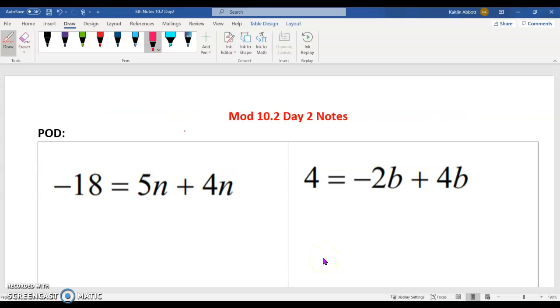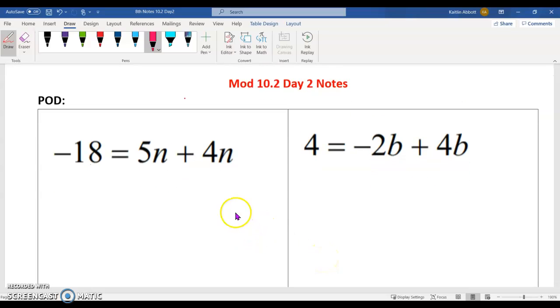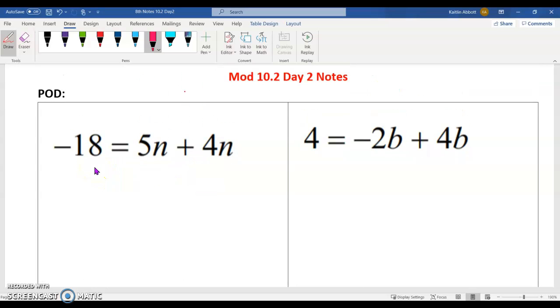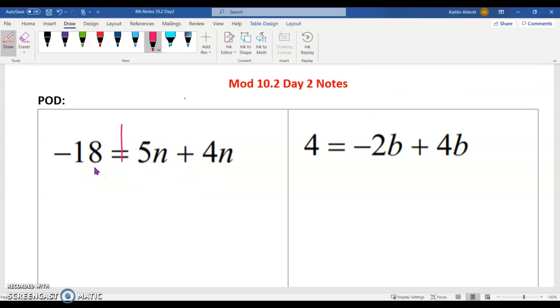Right, welcome to 10.2 day 2. Here is your problem of the day. It looks just like last week, so I'm going to put a line down the middle. I see that there are two terms on this side. They both have variables on them, so I am going to combine them.